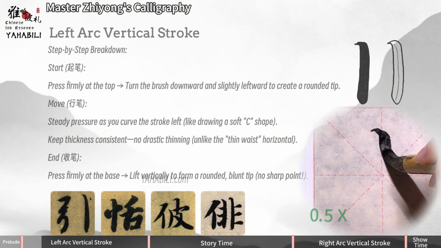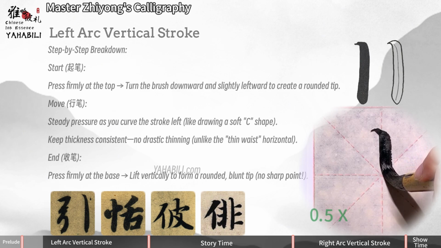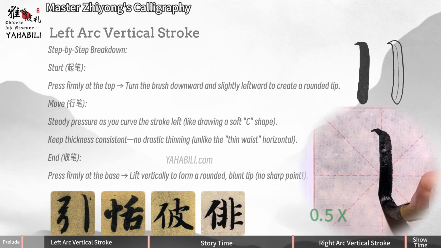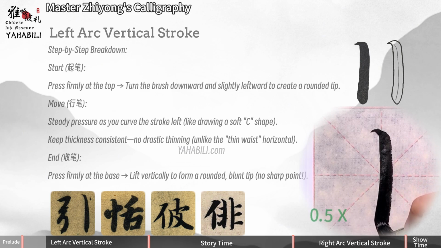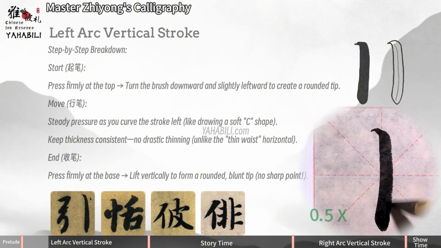Keep thickness consistent, no drastic thinning, unlike the thin-waist horizontal. End: press firmly at the base. Lift vertically to form a rounded, blunt tip, no sharp point.